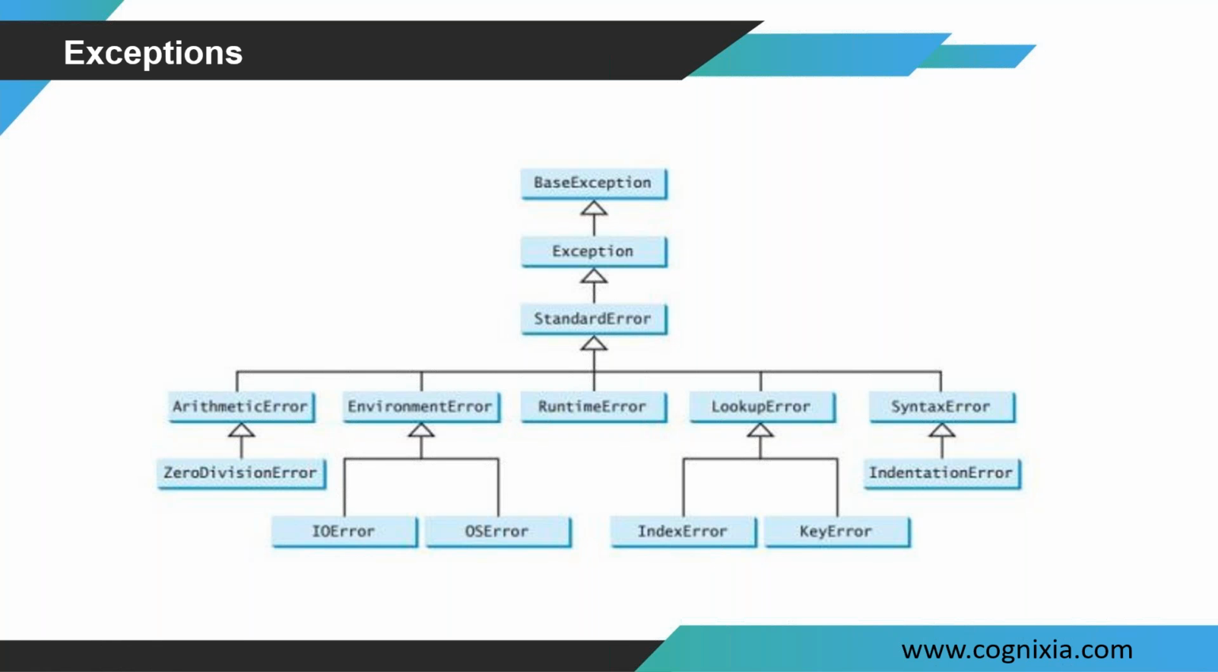So errors are basically the mistakes we make, and exceptions are the event that arises because of the mistake that we have made. Okay, so you can understand it that way. Very nice.